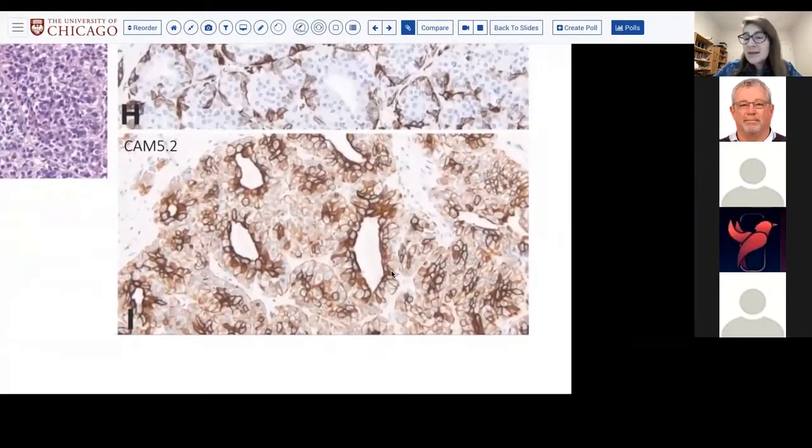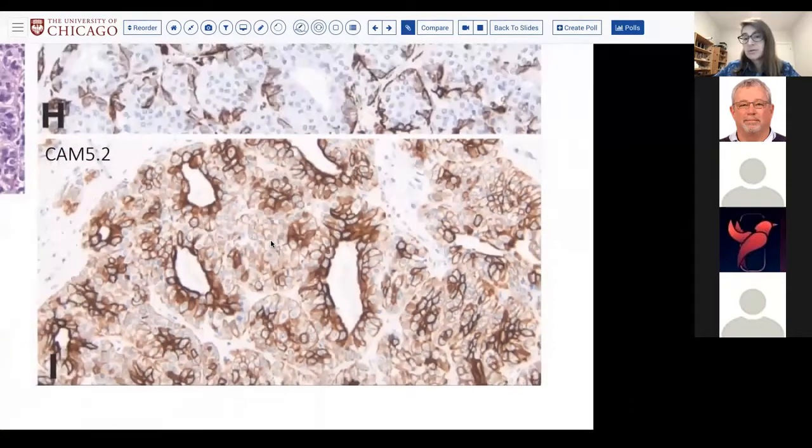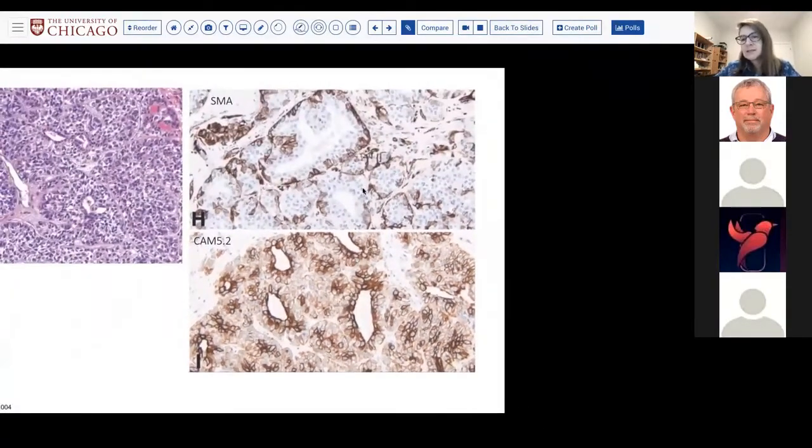The reason why I tend to use c-Kit as opposed to a CK7 or a low molecular weight keratin like CAM is because CK7 or CAM will stain both the epithelial and the myoepithelial. So in this case, the epithelial is stronger and the myoepithelial is weaker. But I tend to think that, interestingly, c-Kit is a little bit cleaner. It stains the epithelial more strongly and really not the myoepithelial or basal at all in most of these cases. So that's why I use c-Kit instead of a CK7 or a CAM, but it's all possible.